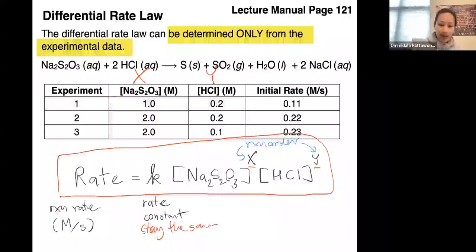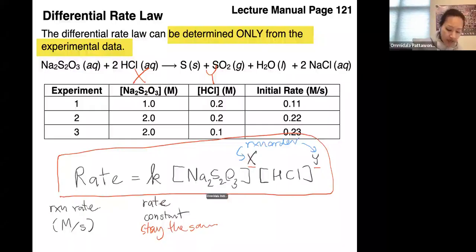The only time the rate constant changes is when you change the temperature, as we saw in the Arrhenius equation. As temperature increases, the K value increases, from the previous video. In this case we are not changing the temperature, so we keep it constant. Therefore the K value is constant throughout the experiment, so experiments 1, 2, and 3 all have the same value of K. Now, how do we calculate X and Y? When calculating X and Y, you need to use two experimental data sets to compare.